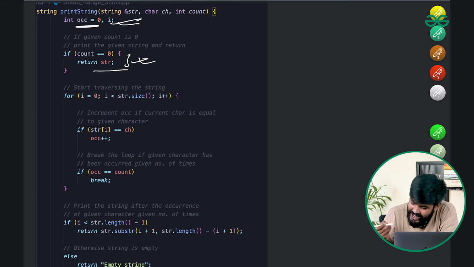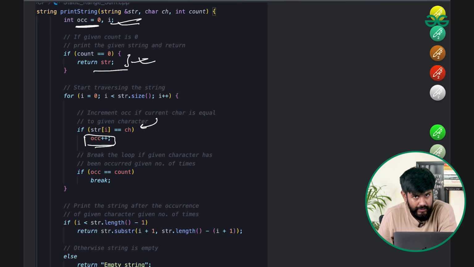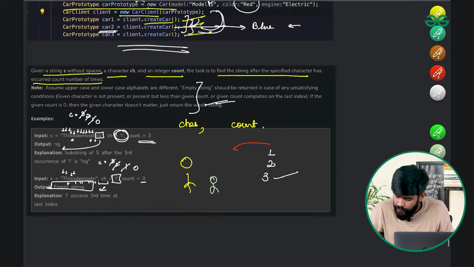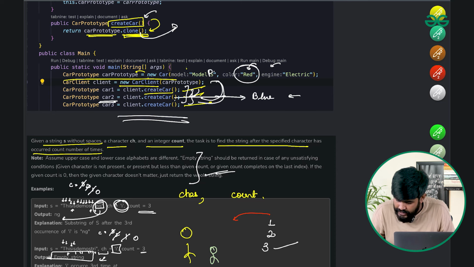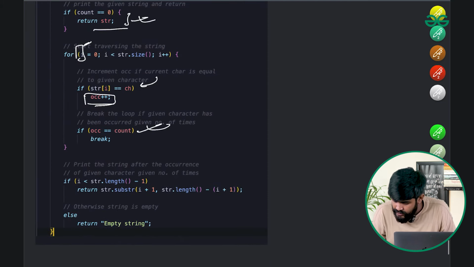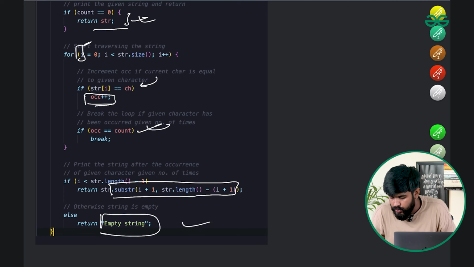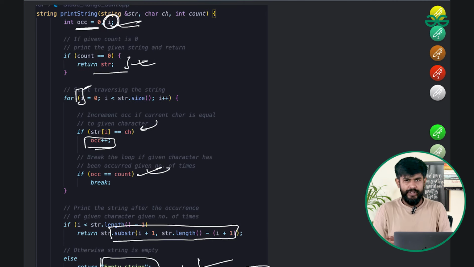Fair enough. That's it. And then we start the iteration. Whenever we hit that character, we start incrementing the value. Then when we get the count as the desired value, we break from there. We are not using a local scope over here because we are saving this. Whatever is after that instance, we need to return that. That is why we are returning the substring from i plus 1 to the length, whatever is left. If nothing is left, we would return an empty string. That's pretty much the code.